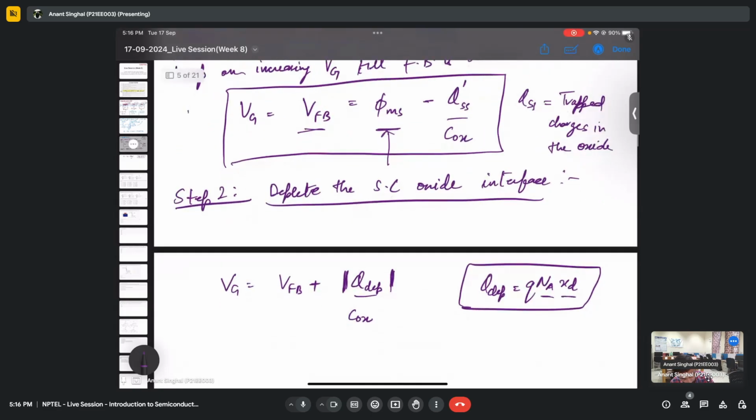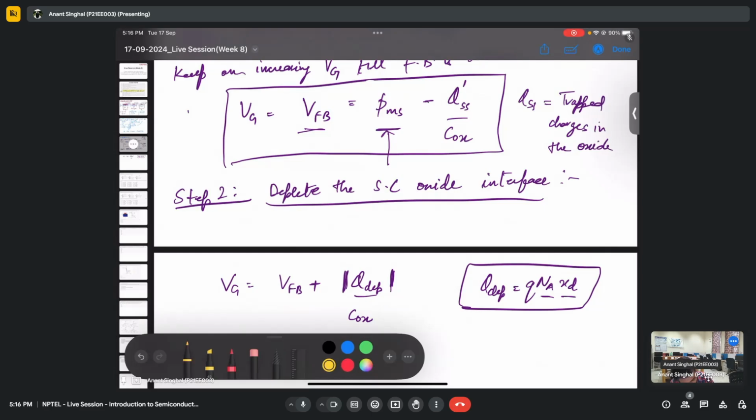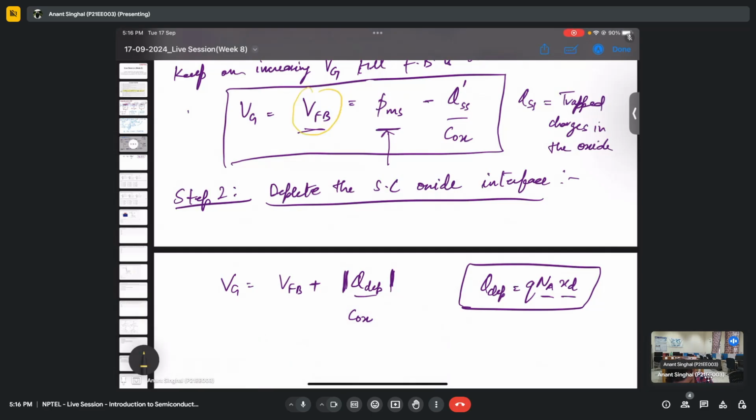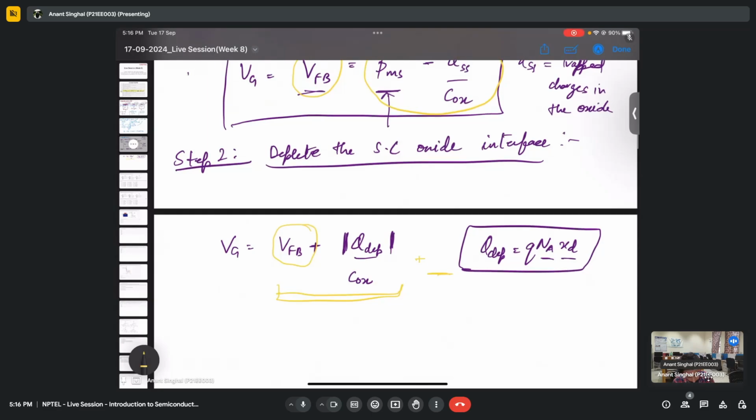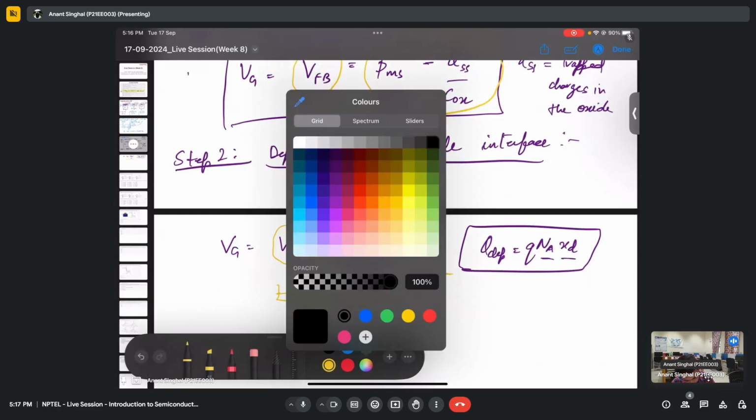Yeah. And I hope you know that both the things are coming now inside this VFB. So maybe I can highlight this. This is VFB and this will come here. So once we go to the inversion, both the things will get added and some inversion charge that is required will also get added. So right now we are in the depletion part, so I'm discussing that.